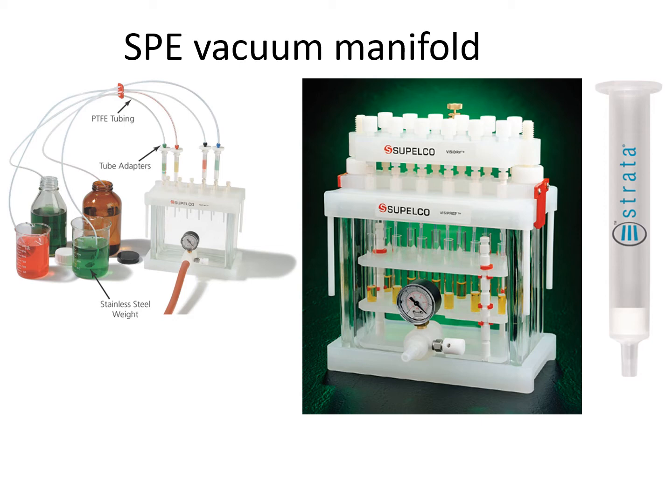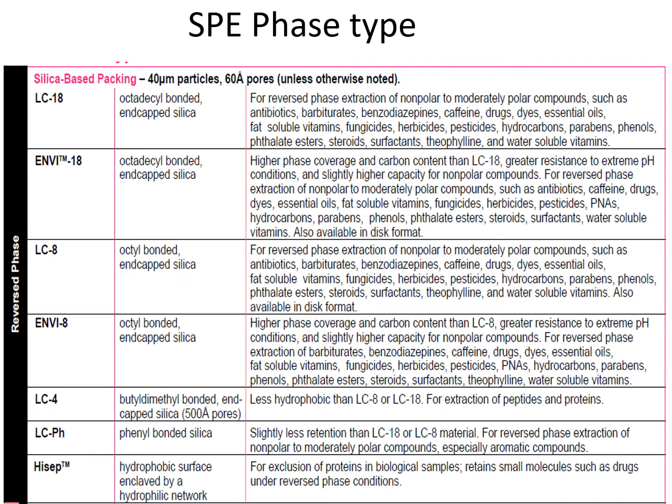And there is a pump here, so basically we can control the pressure. Okay students, let's move to the reverse phase. The given examples of SPE sorbent are all reverse phase. For example, LC18, the octadecyl bonded, end-capped silica. All these are silica-based packings. They are meant for the reverse phase, and some of the sorbents are suitable for certain types of analyte. So you can refer to the given table here.